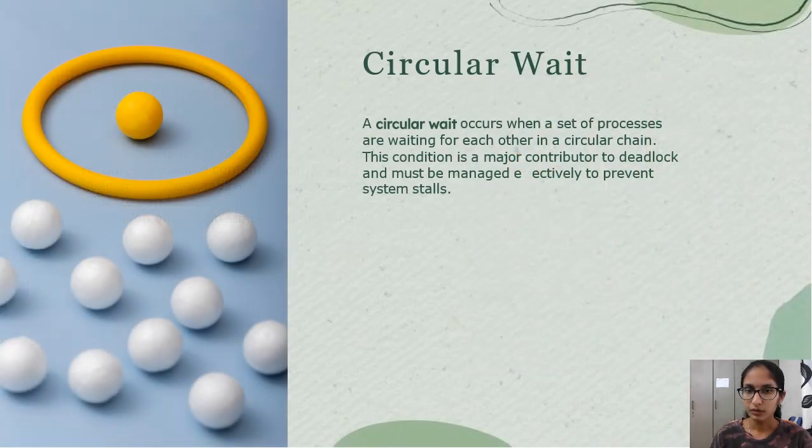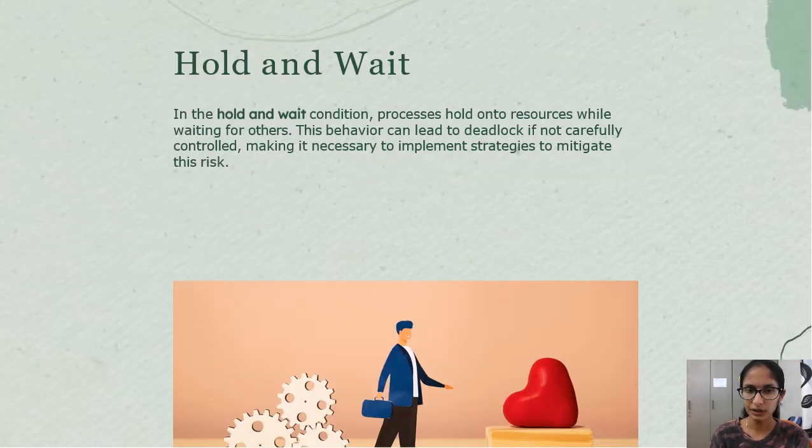Let us see the second cause, which is circular wait. It occurs when a set of processes are waiting for each other in a circular chain. This condition is a major contributor to deadlock and must be managed efficiently to prevent system stalls. Hold and wait: in this condition, the process holds a resource while waiting for others. This behavior can lead to deadlocks if not carefully controlled, making it necessary to implement strategies.